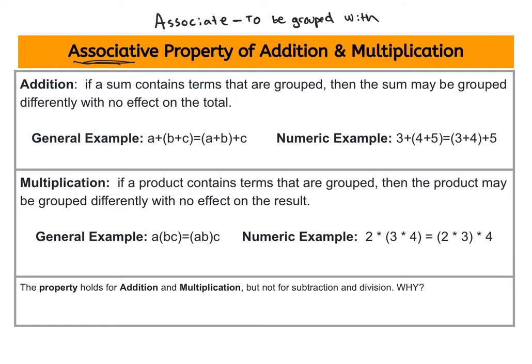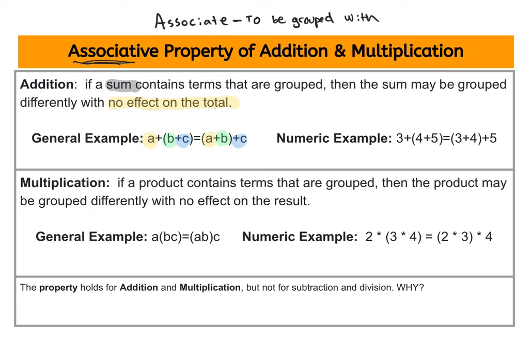The associative property of addition says that if a sum contains terms that are grouped, then the sum may be grouped differently with no effect to the total. So once again, we're seeing no effect to a total. The general example of that is some number A plus (B plus C) should be equal to (A plus B) plus C.